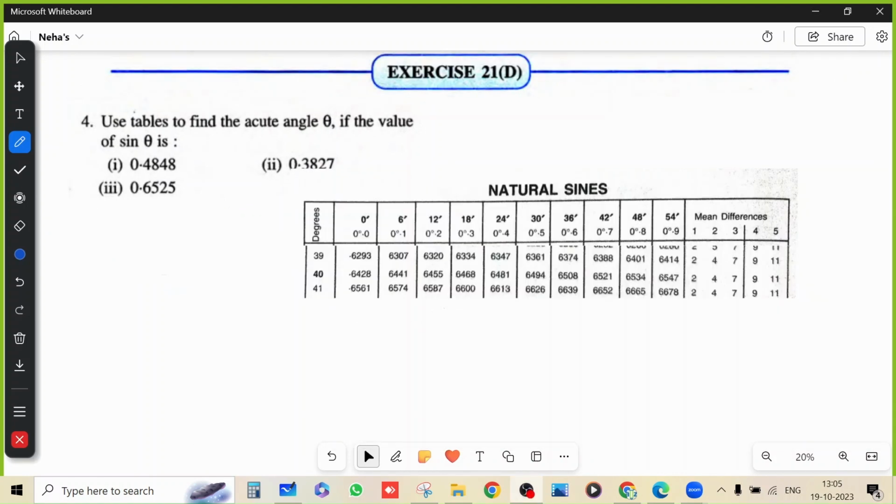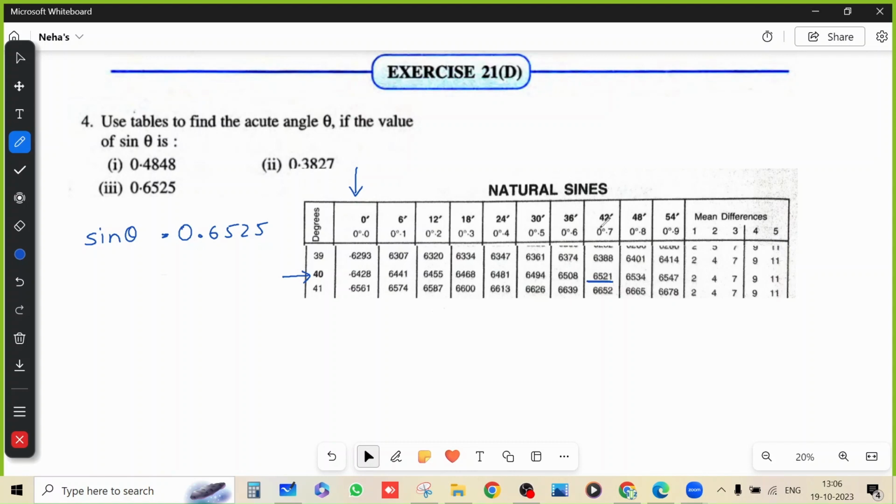The next question is the value of sine theta is given as 0.6525. So we will again refer to the table of natural sine and look at the values given in the 0 minute column. And we will try to find either a perfect match over here or a value that is just lesser than the given value. So here you will see the values in 40 degrees row. The value given here is 0.6428 and the value that is given in 41 degree is 0.6561, which is greater than this. So we will refer to the values in 40 degrees row.